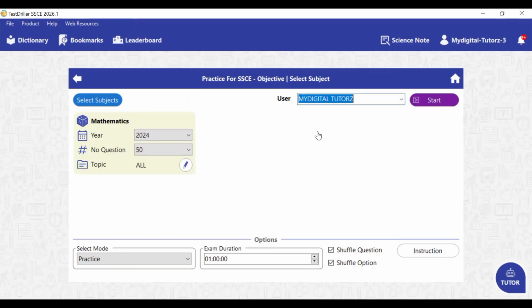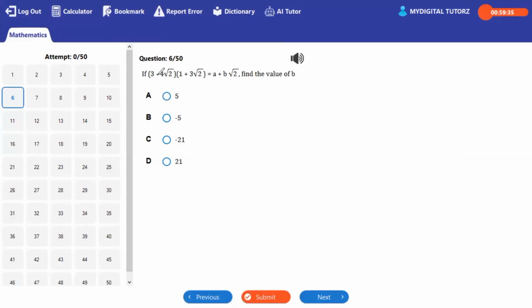We stopped at question 5, so we are going to continue from question 6 today. Question 6 says, if we have 3 minus 4 root 2 into bracket 1 plus 3 root 2 equal to a plus b root 2, find the value of b. So we start from here and equate it to this.